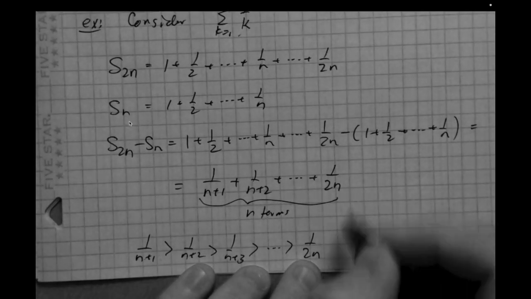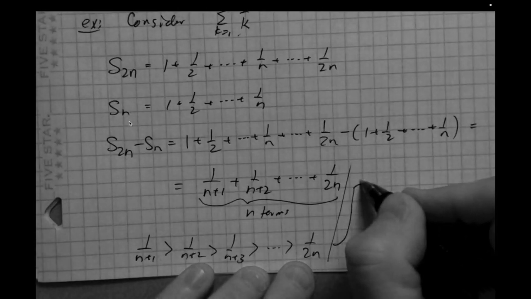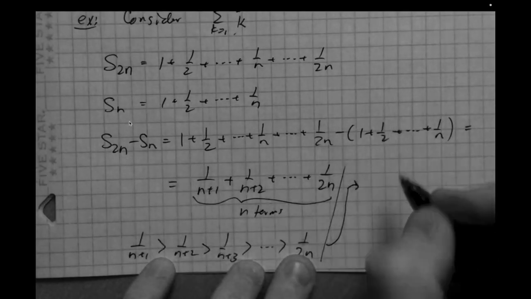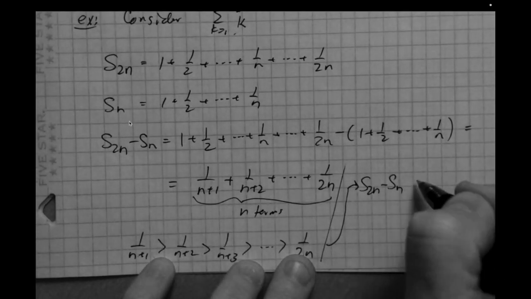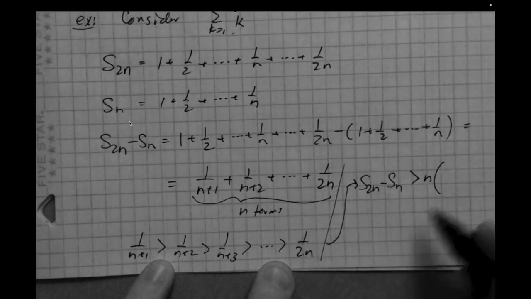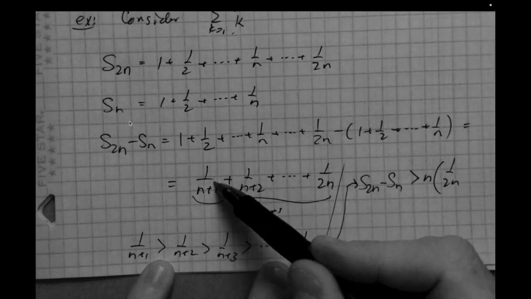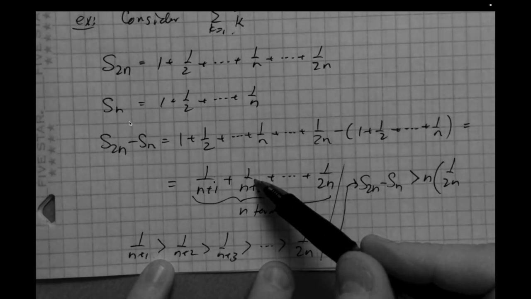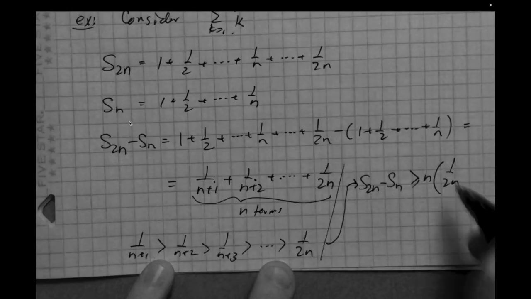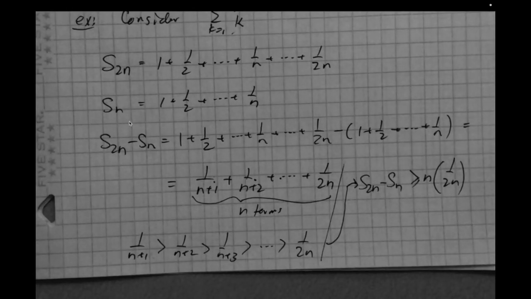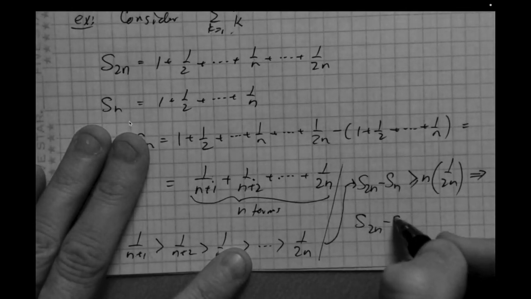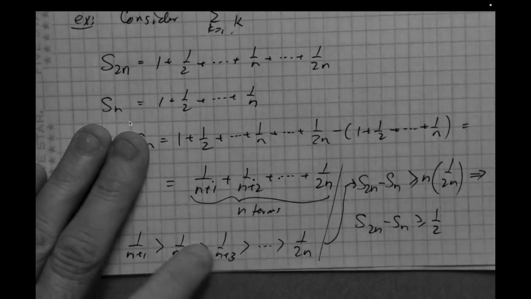So what does that mean? Well, the implication here is that s sub 2n minus s sub n must be greater than n times 1 over 2n. This one is bigger than 1 over 2n. This one is bigger than 1 over 2n. This one is bigger than 1 over 2n. This one is equal to 1 over 2n. So we'll say greater than or equal to. And so that means that s sub 2n minus s sub n is greater than or equal to 1/2.